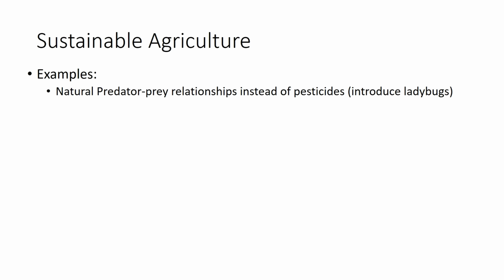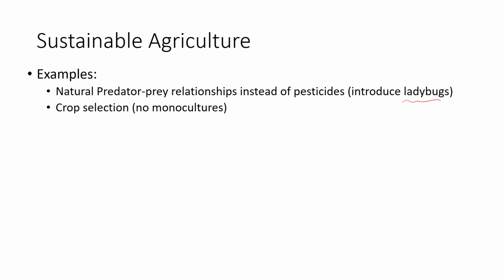So in terms of pesticide use, okay, we can go about using natural predator-prey relationships instead of spraying pesticides. So introducing things like ladybugs and mantises, which are insect predators. They're insects themselves. They're insects that eat insects, and they can go a long way for us, okay?